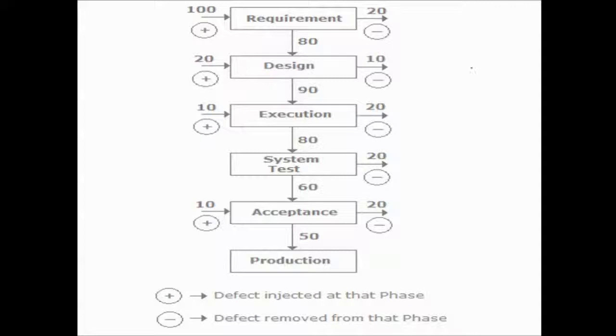For example, if we go here and we see this diagram, there are 100 defects in requirements and 20 have been removed. So only 80 are remaining, then 20 are being added and 10 are removed. So this is how it goes. At each and every level, the plus shows the defects injected at that phase, and the minus shows the defects removed from that phase.